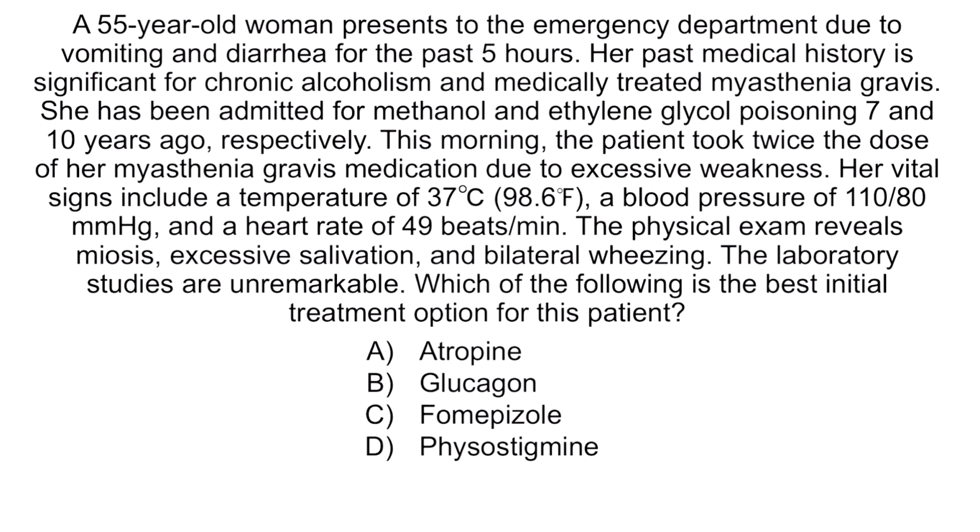Her vital signs include a temperature of 37 degrees Celsius, blood pressure of 110/80, heart rate of 49. Physical exam reveals miosis, excessive salivation, and bilateral wheezing. Lab studies are unremarkable. Which of the following is the best initial treatment option for this patient? A. Atropine. B. Glucagon. C. Fomepizole. D. Physostigmine.